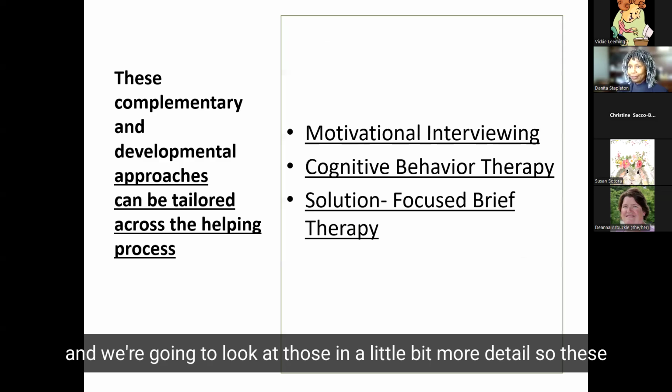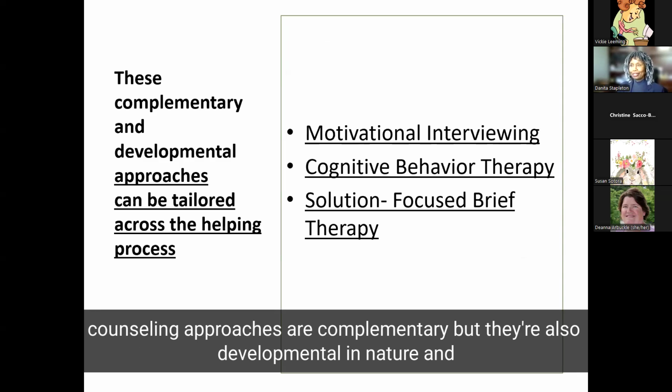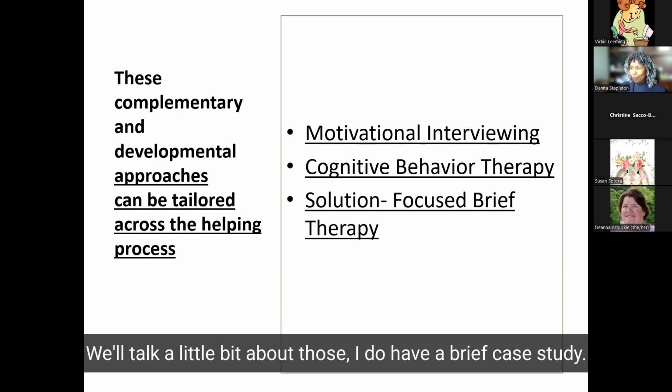And we're going to look at those in a little bit more detail. So these counseling approaches are complementary, but they're also developmental in nature. And we'll talk a little bit about those.